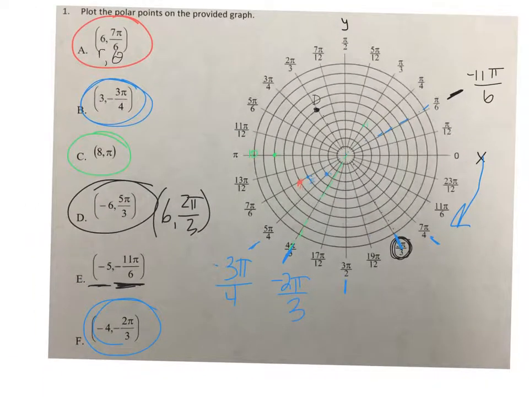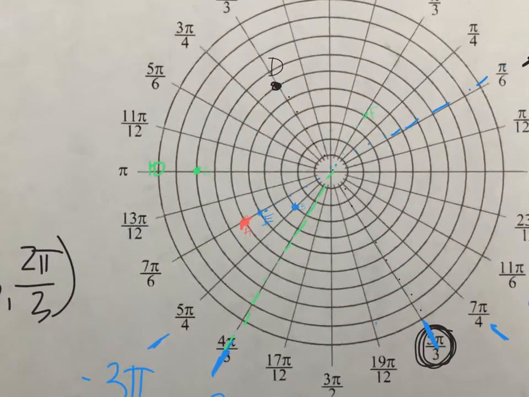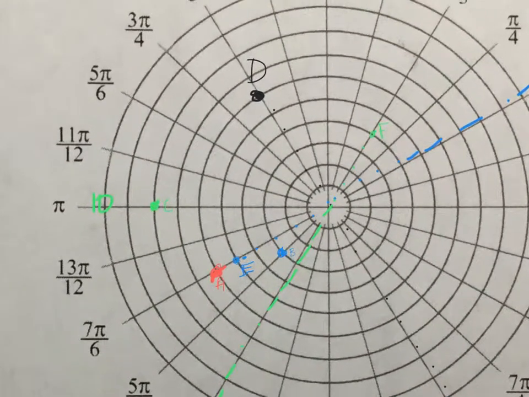So it's kind of tricky when we have negative angles and negative radii. Just remember the negatives go away from the outside. They go in the opposite direction. And you'll do fine.